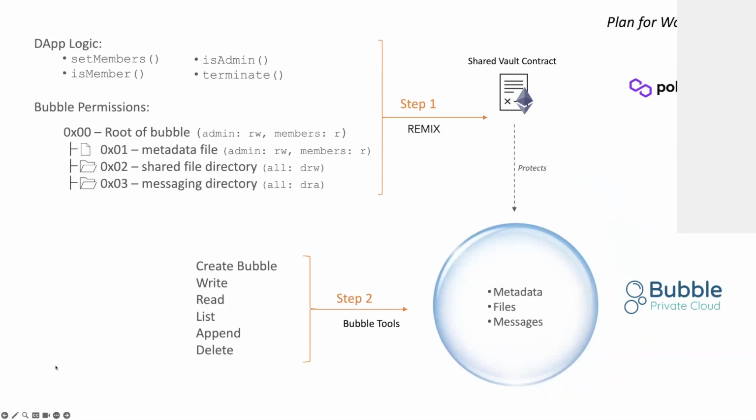So finally, this is the plan for today. The first thing we're going to do is create our smart contract, for which we'll use Remix. We're going to implement in that contract our application logic, which is all about adding and removing members. And we'll also add a terminate so that we can delete the vault as well.